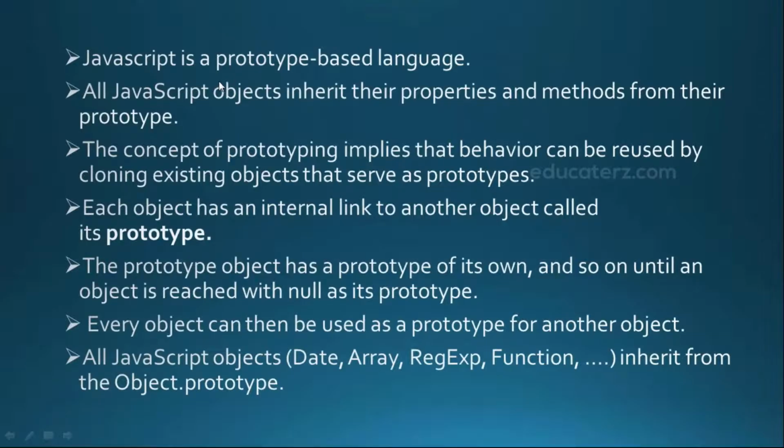JavaScript is a prototype based language. All JavaScript objects inherit the properties and methods from their prototype. Whatever properties and methods you want to inherit will be inherited from the prototype property of that object. Let's say you created an object and the constructor, and then we have a constructor prototype property which contains an object. Whatever objects you create will be inheriting these properties as well as the methods of this prototype property.